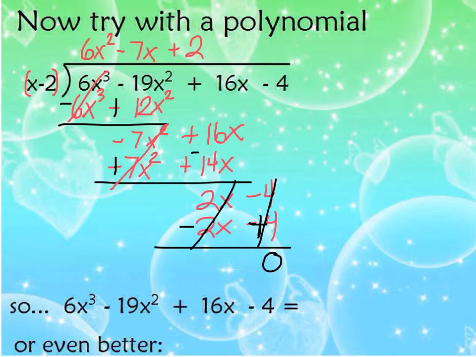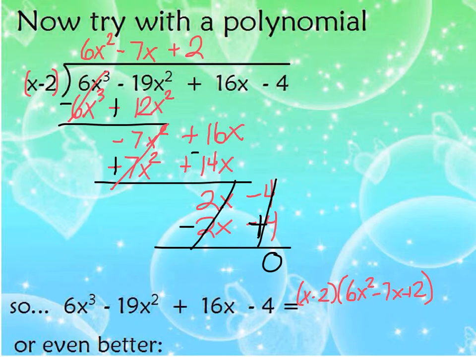So then what I'm going to end up with is saying, okay, so to get this polynomial, this 6x cubed business, I would have to take an x minus 2, and I'd have to multiply it by the 6x squared minus 7x plus 2. And I don't have any remainder, so I don't have to add anything in there.